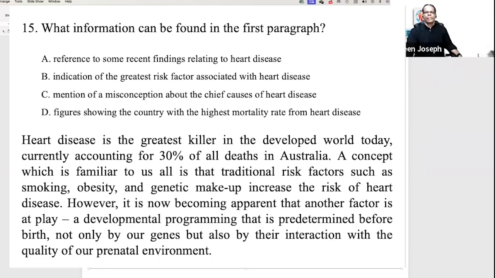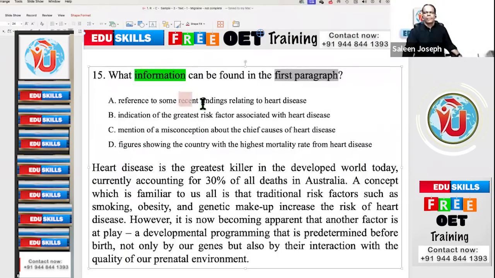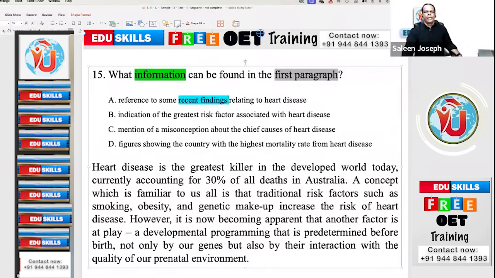Findings. What is the heading word? Recent findings. Then option B, indication of the greatest risk factor associated with heart disease. Risk factor, or greatest risk factor. Option C, mention of a misconception about the chief causes of heart disease. Chief causes. Option D, figures showing the country with the highest mortality rate from heart disease. Highest mortality rate. So the concepts are these: findings, factors, causes, mortality rate, right?